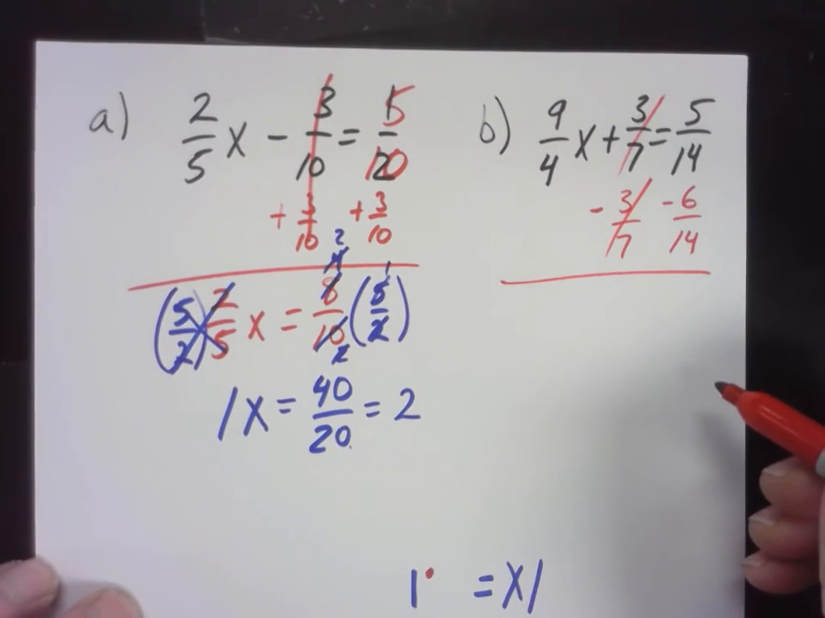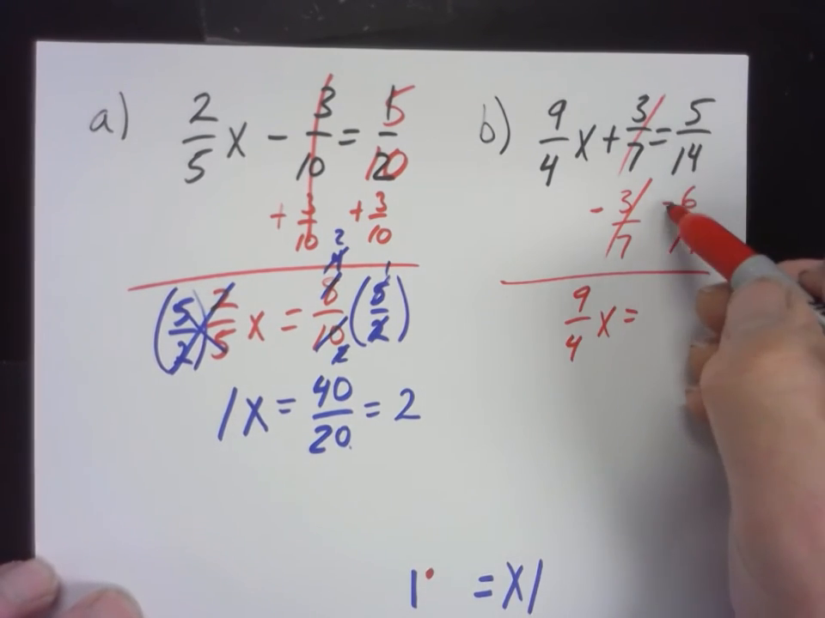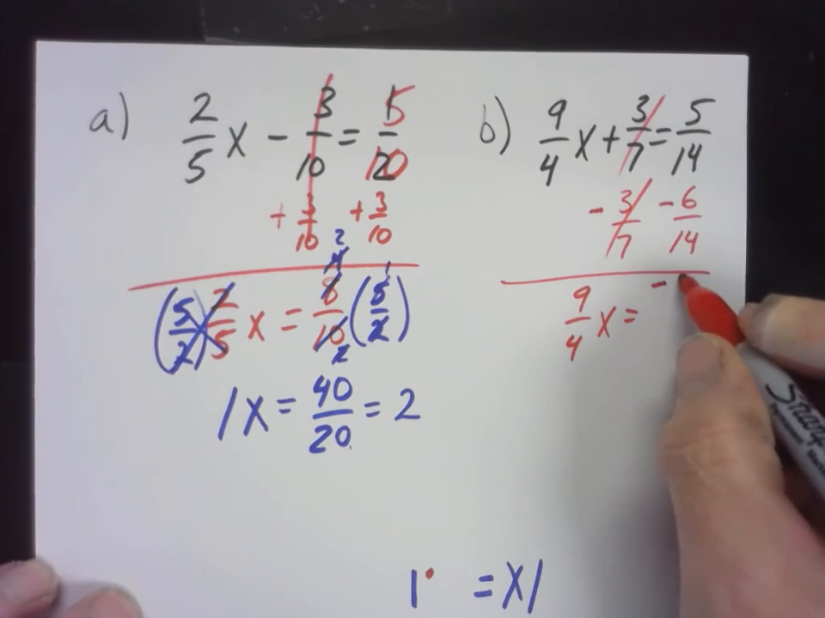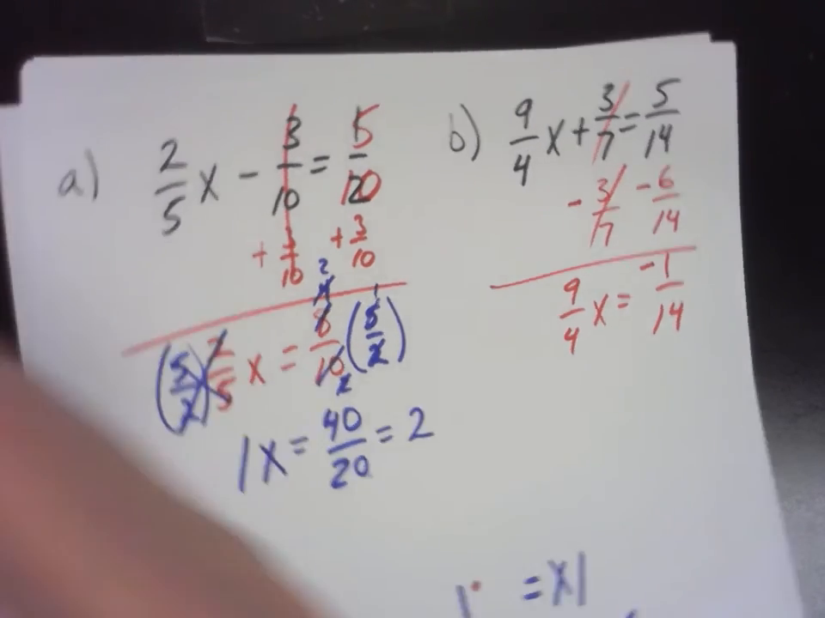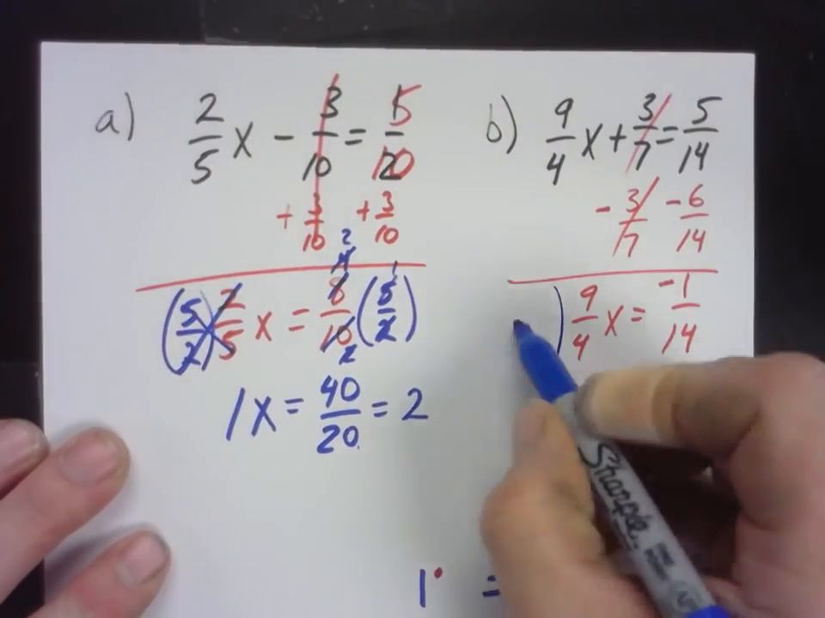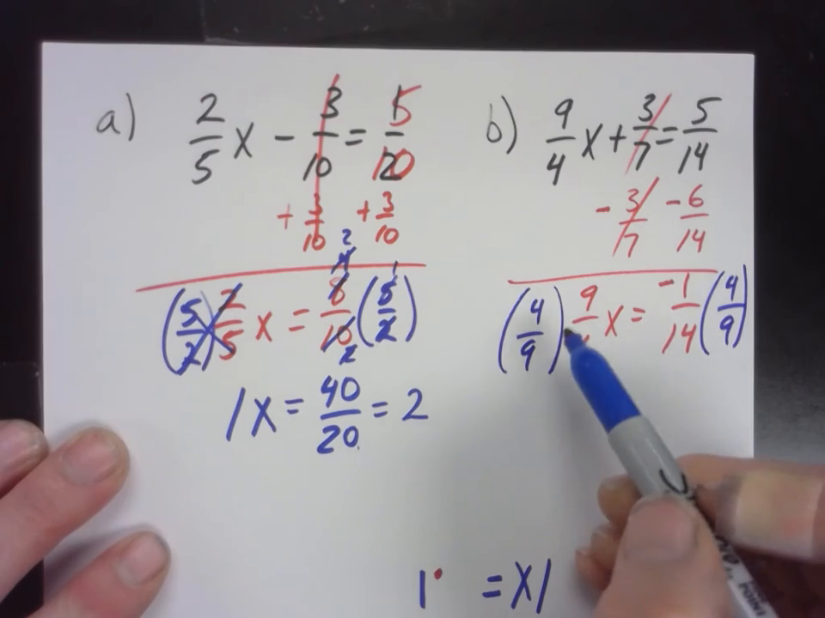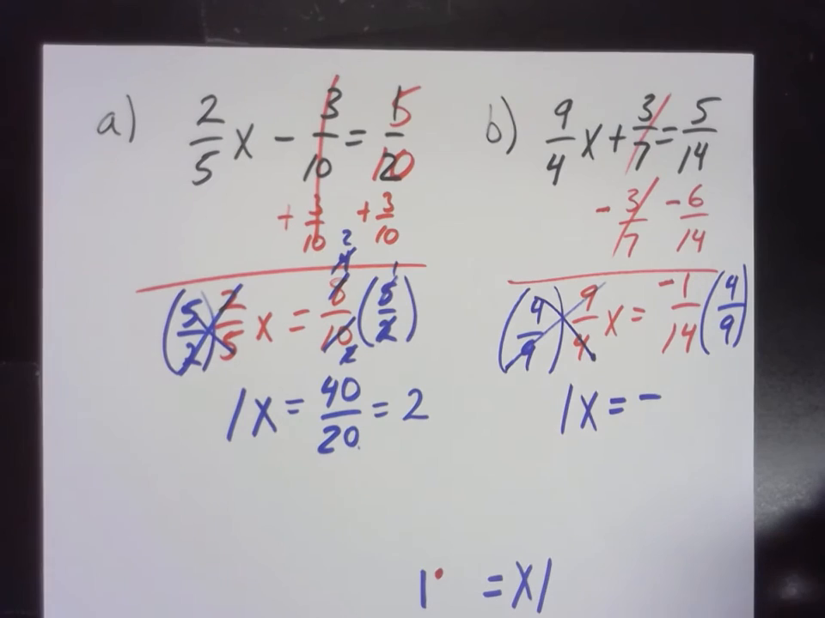Everyone agree so far? Okay, so 9/4 x equals, now I did put my subtraction here so I don't forget. 5/14 subtract 3/7, that's negative 1/14. Right? Okay. Stetson, what do you want to do now? Now you divide 9/4. Okay, so we divide both sides by 9/4. 4/9. Okay, does this give us 1x, and our answer is negative. You guys okay with that?